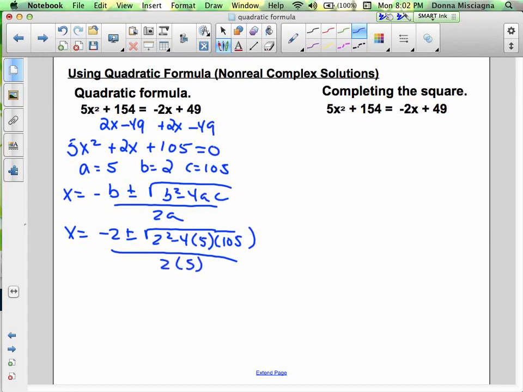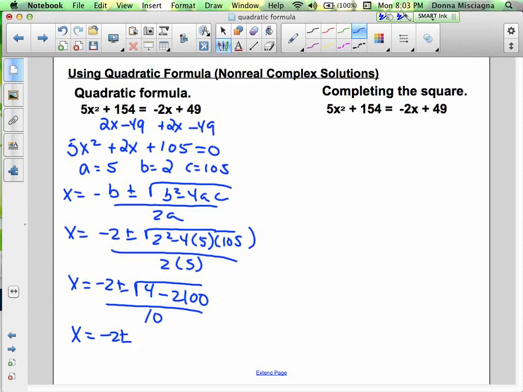2 times 5 again. Obviously, we're going to have a negative number under the radical. So we have 4, and we have 4 times 5 times 105. X equals negative 2 plus or minus the square root of 4 minus 105 times 20. Right, so 105 times 2 would be 210. If it's times 20, you got another 0 in there. Right, so 2100. So you break things down, it's easier. Divided by 10. I think it's going to be an easy number to work with on either side.